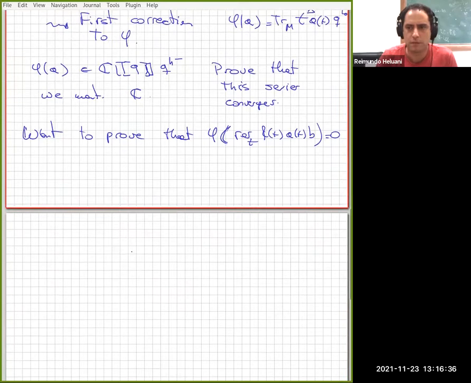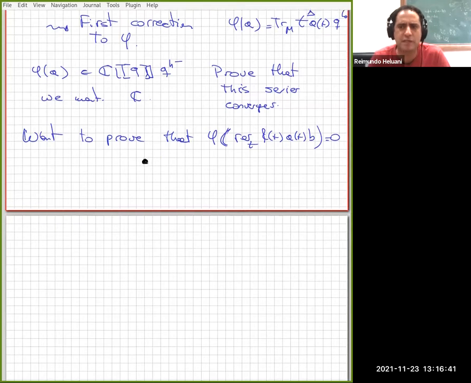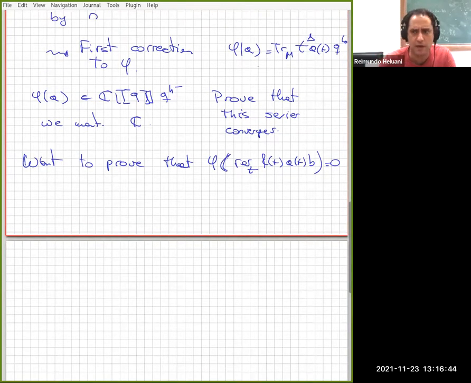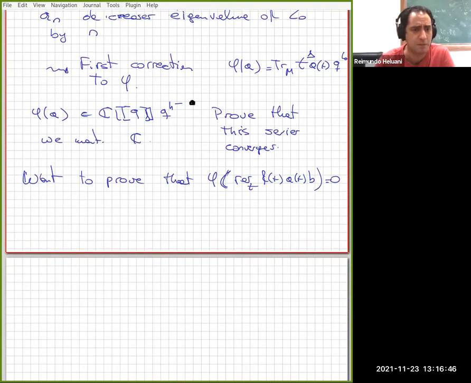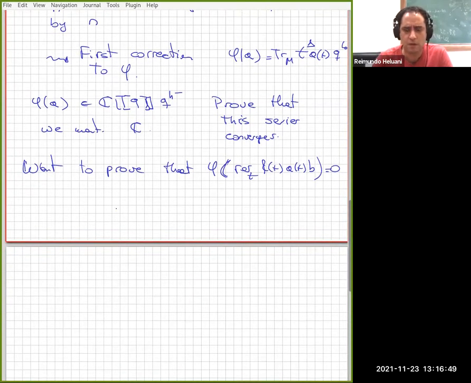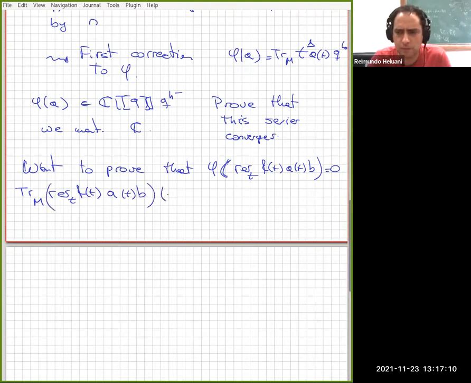Okay, so the technique is always the same. Let's suppose that the series is a convergent series and there are no analytical problems. So you want to compute this. You want to compute the trace on M of a residue f of t, a of t, b. This is the vector. So now you apply this guy to another coordinate, let's say s, and then you put q to the L naught.